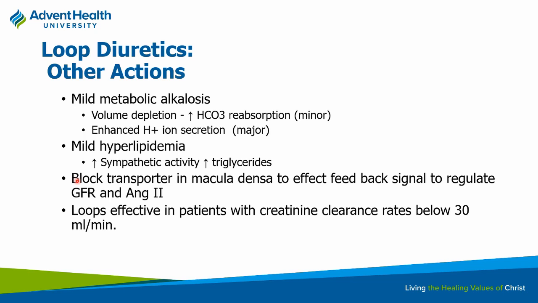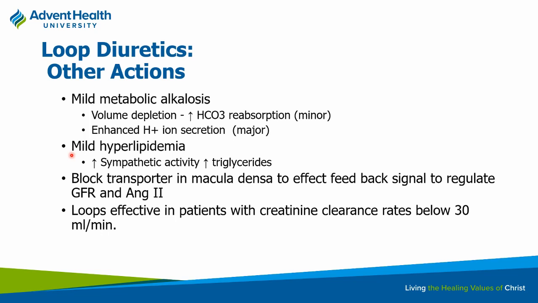Yeah, 7.35 to 7.45. So maybe you get something a little bit above that, maybe 7.5. Pretty mild effects here. Other things you can see, maybe due to increased sympathetic effects, is that your triglycerides start to go up a little bit. It'd be another sort of feedback effect there. And one thing to note with these medications, the loop diuretics, is that they still stay effective even in patients with low creatinine clearances.